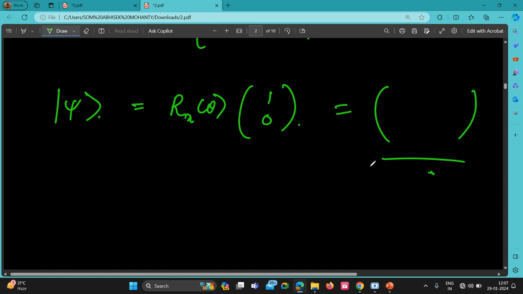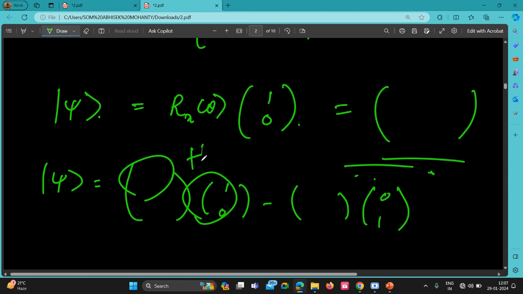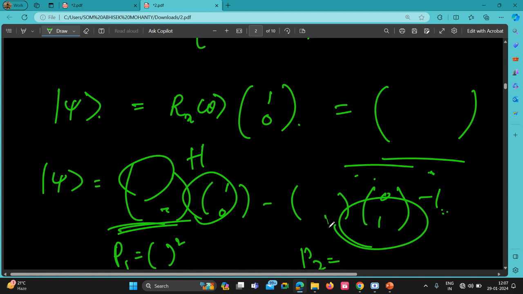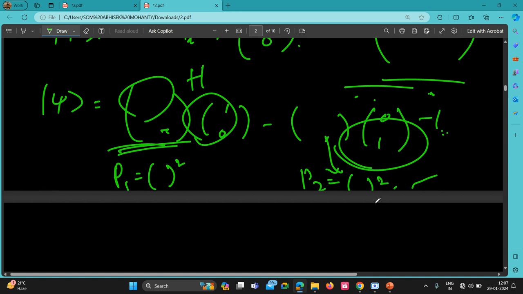So how will we write the wave function, this rotation matrix times 1 0? We will get something here, then something else. So we can write psi is equal to this something into 1 0 minus something into 0 1. This value corresponds to the plus 1 eigenvalue, this value corresponds to the minus 1 eigenvalue. So how do we get the probability? The square of this term. That is the process. Just remember the process, you don't need to memorize the answer. Alright, this is how you solve this question.